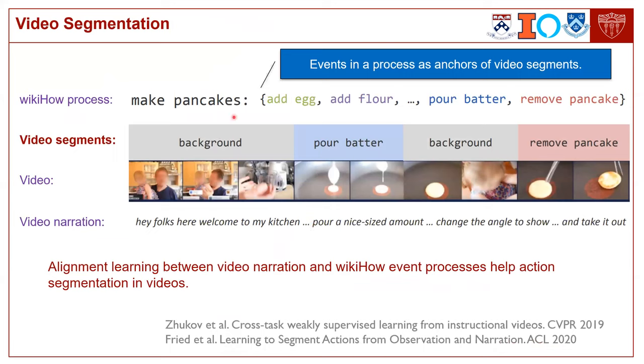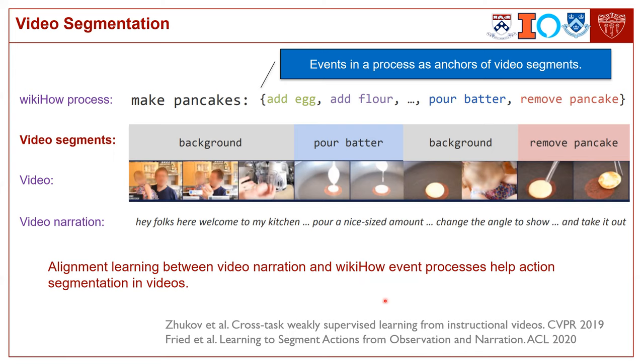Yeah. That's kind of meaningful. And another key application is video segmentation. So this task aims to understand the content of a video, then splitting it into different relatively independent segments. For example, when we have a video talking about perhaps making a pancake, this can be split into segments about the background and also different steps of the cooking. Yeah. So in the recent works by Zhukov and also Daniel Fried, in different papers, this problem is done by first extracting the narration in a video, then aligning the narration to different steps in a WikiHow event process.